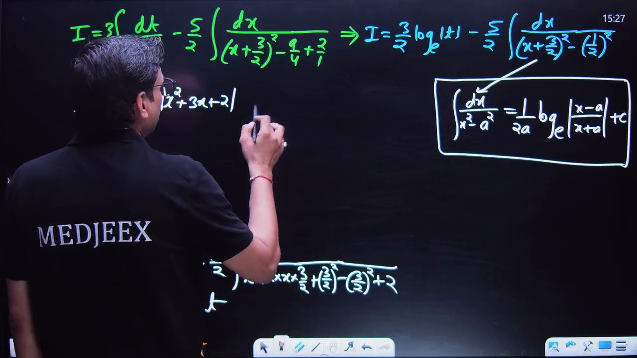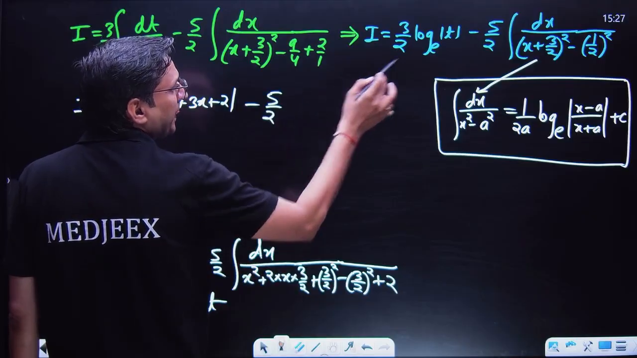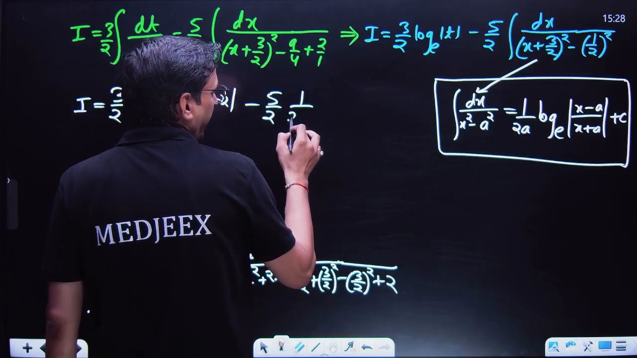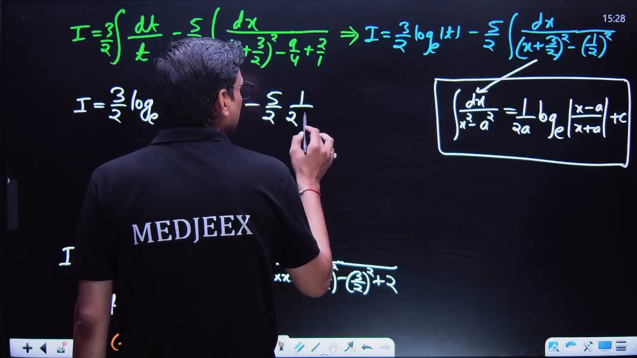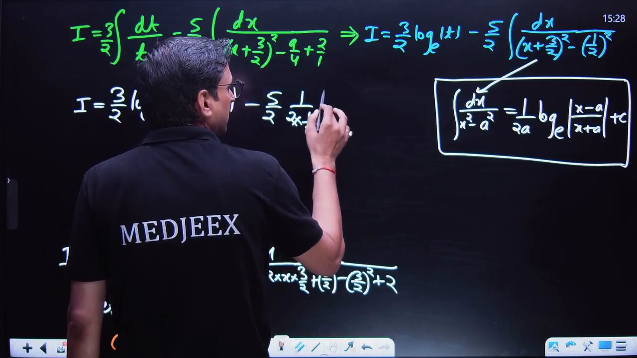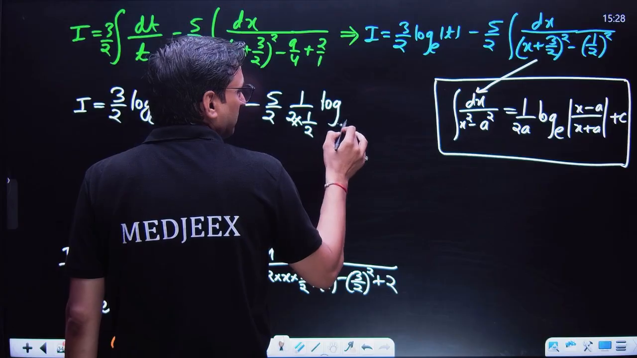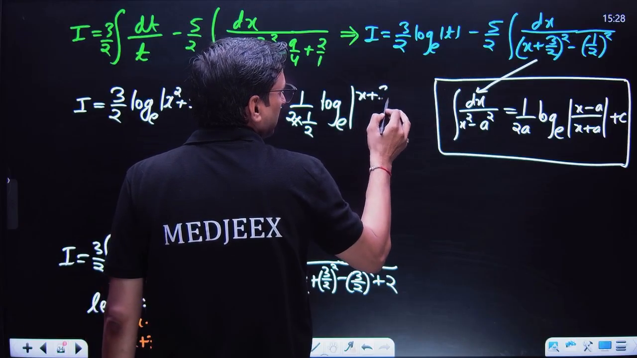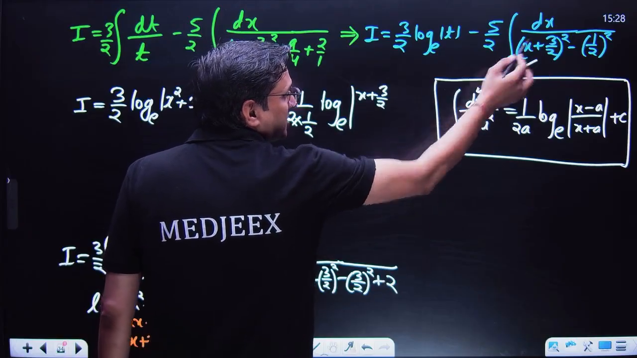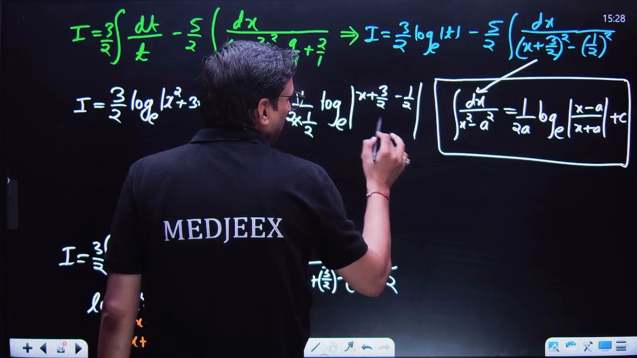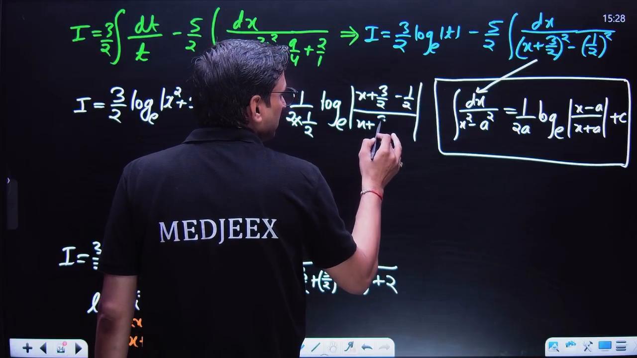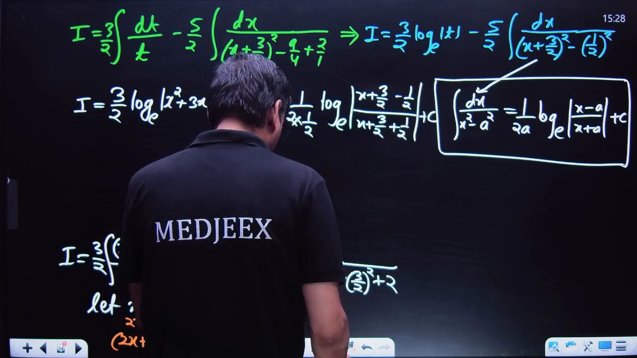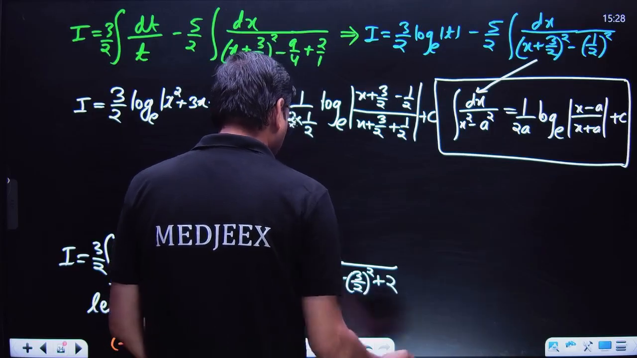Clear? Now, minus 5 by 2, this one will be written as 1 by 2a. What is a? 1 by 2. Log modulus x. What is x? x plus 3 by 2, sir. Minus a, minus 1 by 2, whole divided by x plus 3 by 2 plus a, plus 1 by 2, plus integrating constant c. Is it simple? Yes sir, it is simple now.